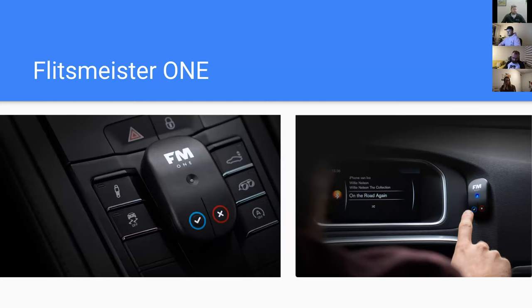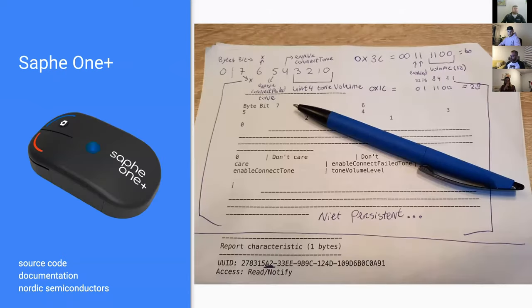So the device itself, this wasn't actually made by Flitzmeister. There were two choices. We could make a device by ourselves, but it would take too much time. Or we could just buy a device that was available on the market. And we chose the latter because of timing. So this is what we got, a device from Denmark. The device is called the Safe One.